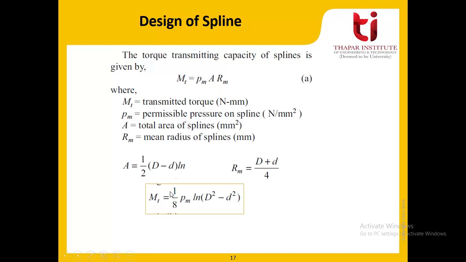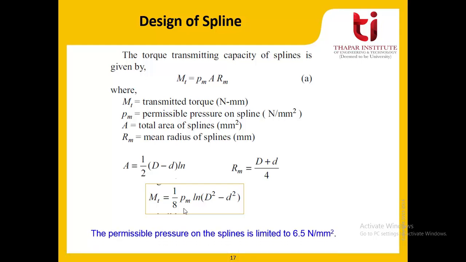And hence find out the torsional moment, that is MT, which is equal to 1 by 8 PM ln. This is not natural log, it should be written NL to avoid the confusion. L is the length of the hub, N is the number of splines, capital D is the major diameter, small d is the minor diameter, PM is the permissible pressure, which we'll have a look at again.